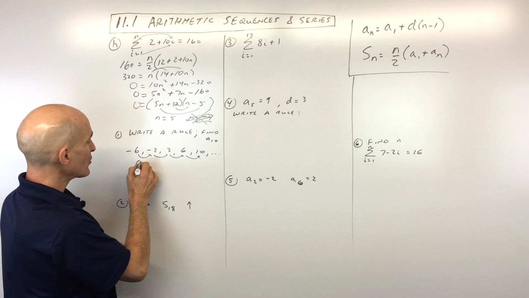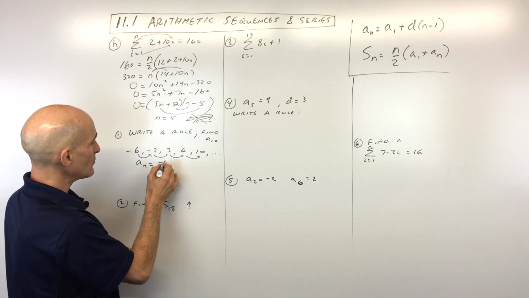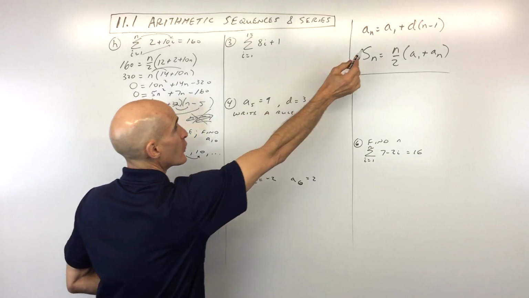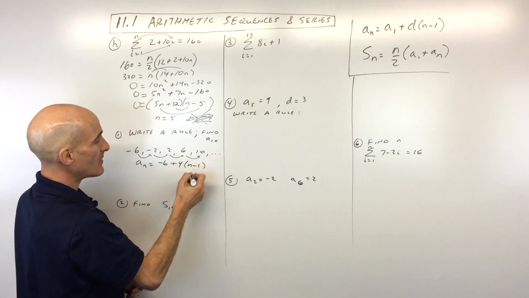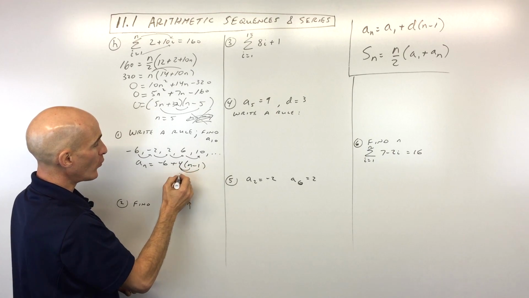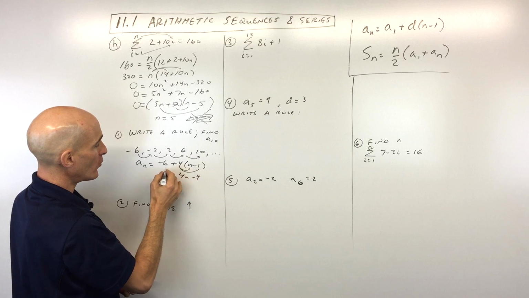So our formula is going to look like this. A sub n equals a sub 1, which is negative 6. I'm just using this formula right here. The common difference is what we're adding to get to the next term. That's 4 times n minus 1. I'm going to distribute the 4. That gives us 4n minus 4.